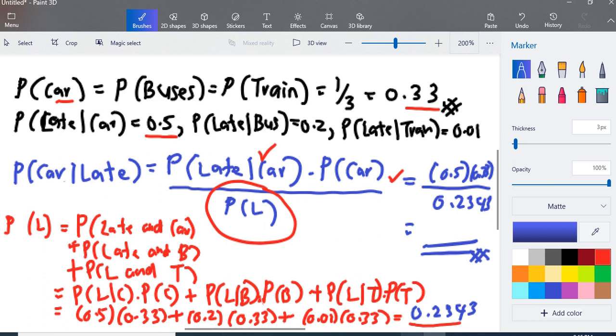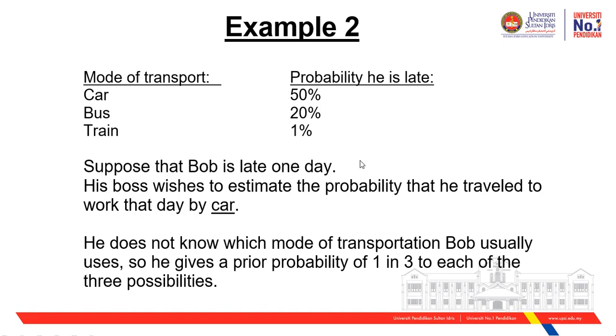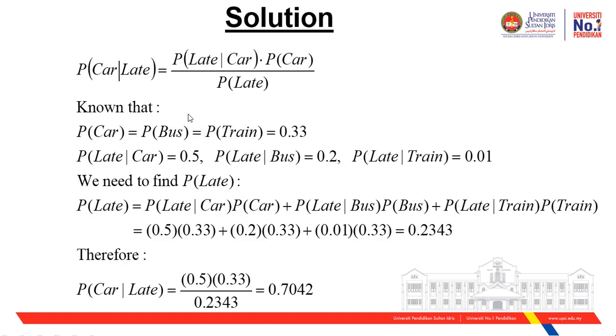Okay, let me go back to the slide. Remember, this is all the information given for the one that I showed just now. All the slides have been uploaded in my group, so you may download and look at them again. So this is basically the solution. P(car given late) is P(late given car) times P(car) over P(late). We know that P(car) equals P(bus) equals P(train) 0.33, P(late given car) 0.5, P(late given bus) 0.2, P(late given train) equal to 0.01.